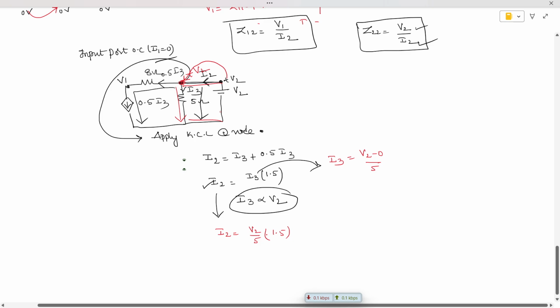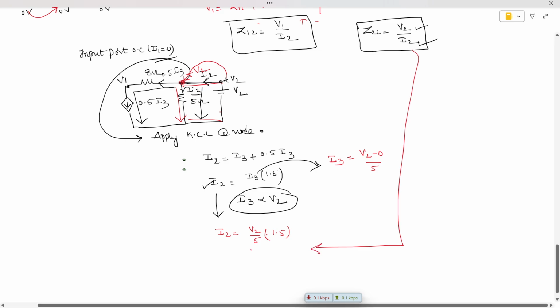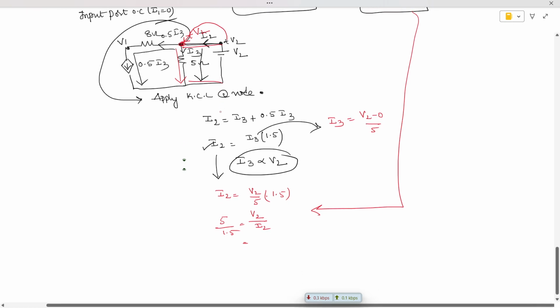So now I require the relationship of V2 by I2, which is 5 by 1.5. So 5 by 1.5 will give you a value of 3.3 ohms, which is V2 by I2. This is the value of Z22.